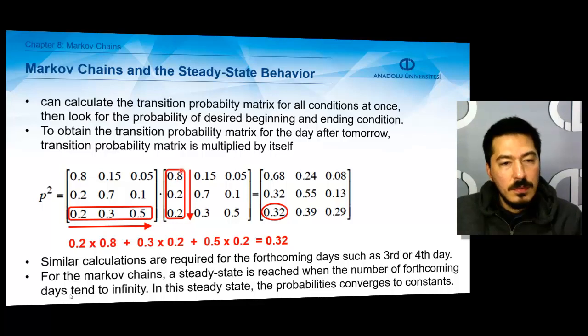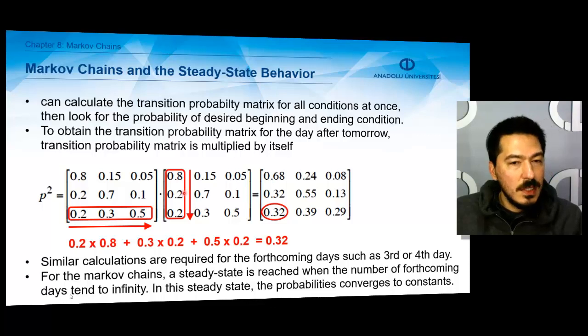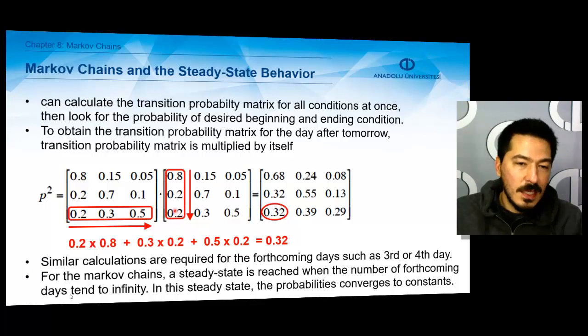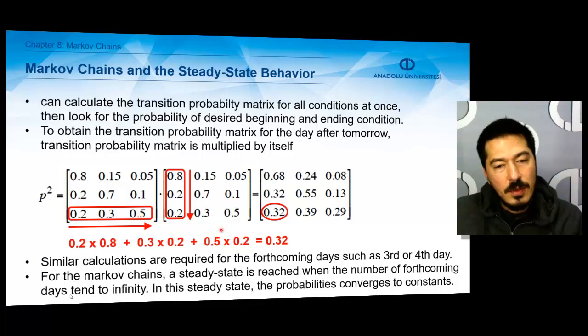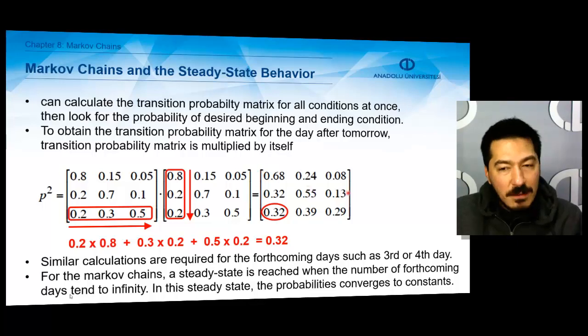So it is 0.2 times 0.8 plus, now we move on to the next element, the second element of the third row in the first matrix multiplied by the second element of the first column in the second matrix. So it is 0.3 times 0.2 plus, now for the last element, the third element of the third row in the first matrix multiplied by the last element of the first column in the second matrix, which is 0.5 times 0.2. The sum of these three gives us the value of this element. The other elements are calculated with the same method. So now we have the transition probability matrix for the day after tomorrow.